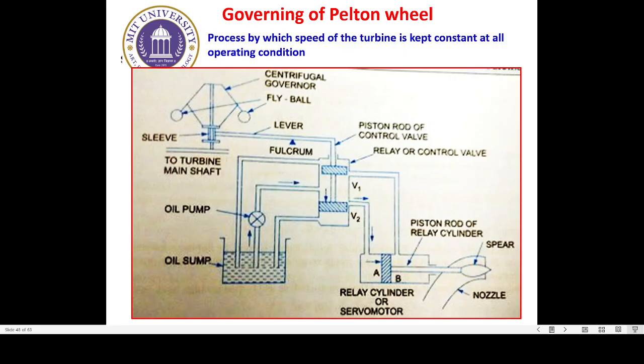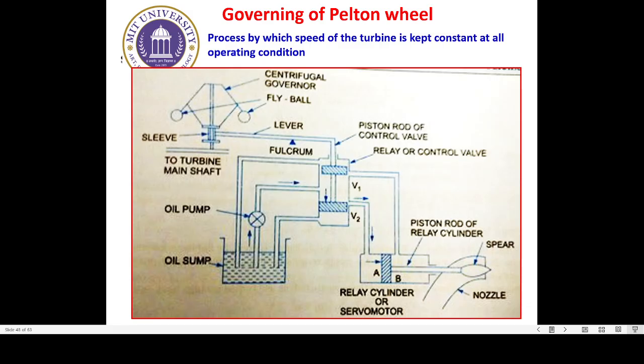Due to this, the speed of the generator and hence the speed of the turbine will definitely decrease. The speed of the centrifugal governor will also decrease, and hence the centrifugal force acting on the fly balls is also reduced. This brings the fly balls in the downward direction, closer to the axis, and as the fly balls move downward, the sleeve also moves downward, which causes the lever to turn about the fulcrum and moves the piston rod of the control valve in the upward direction.